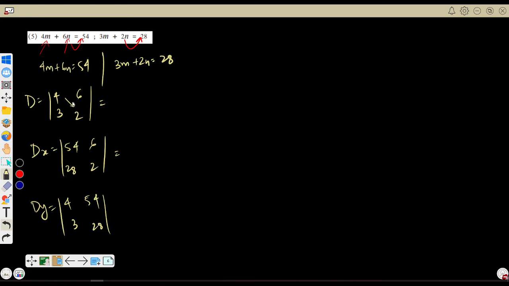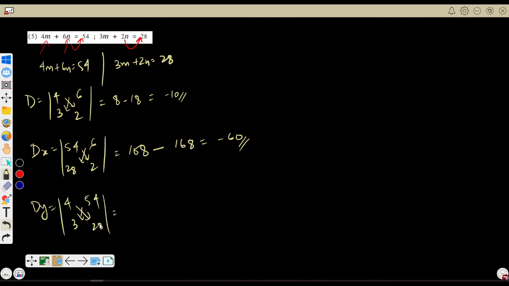We'll quickly find the values. I'll just draw the arrows. Fine. So we'll start with the first. 4 into 2 will give me 8, minus 6 into 3 is minus 18. So this will be minus 10. The first value is minus 10. If you look at this, 54 multiplied with 2, this will be 108, minus, if you multiply 6 with 28, so this will give me the value as 168. If you simplify this, the value will turn out to be minus 60. Fine, I hope this is clear to you.